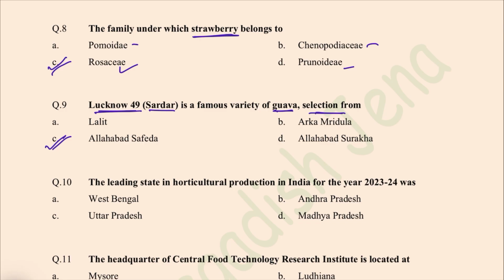Lalit, however, is a pink fleshed variety released from CISH Lucknow. Arka Mridula is a variety released from IIHR Bangalore, and it is known for soft seeds. Then Allahabad Surkha is a red fleshed variety of guava. Okay. The guava variety known for its distinctive pink colored flesh, that is Lalit. Which variety of guava is known for having very few or soft seeds, that is Arka Mridula. Okay.